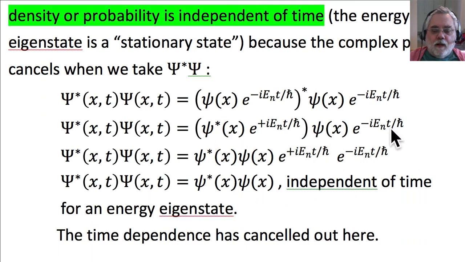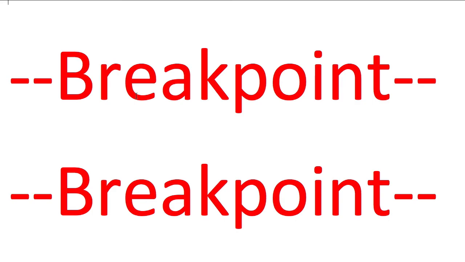And we can rearrange this product of 4 terms. We can move this psi to the left. So we get psi star psi e to the plus i E t over h bar e to the minus i E t over h bar. Well, the product of these two complex exponentials is 1. So we get that capital psi star capital psi equals lowercase psi star lowercase psi, independent of time for an energy eigenstate, which is special. The time dependence has canceled out here. This is a possible time to take a break.